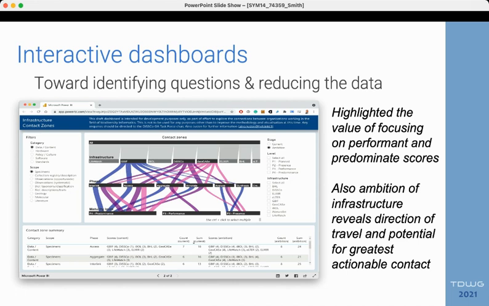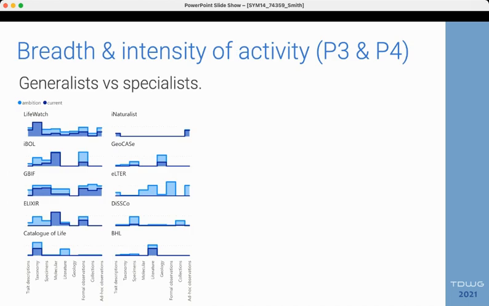And they allowed us to essentially reduce some of the complexity of the data by looking at some of the patterns that were there. And I'm going to run through now some of the outputs, some of the learnings, if you like, from this data set that we've discovered.